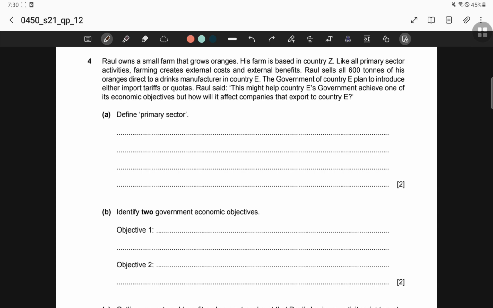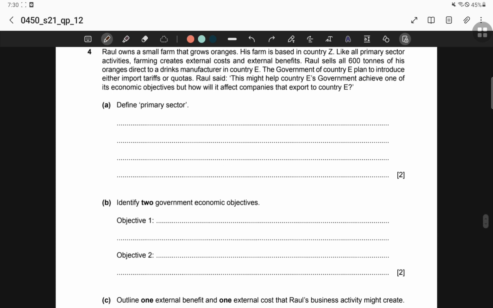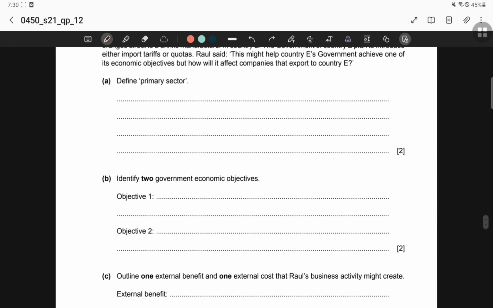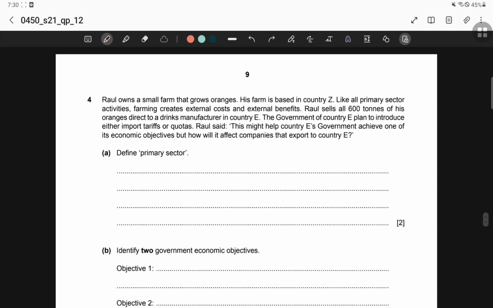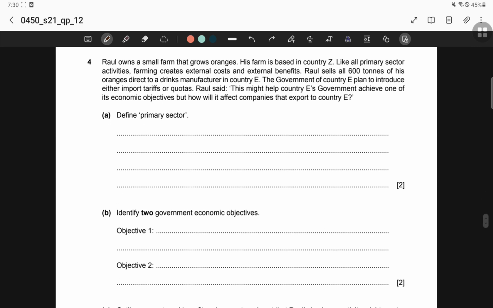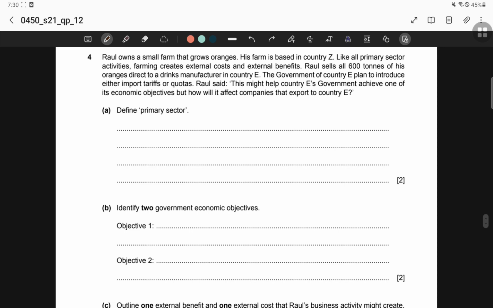So basically, Raul's business is the one that is exporting products to country E. Alright, the first part is define primary sector. The answer is the sector that generates raw material, which the secondary sector then uses to make a product.